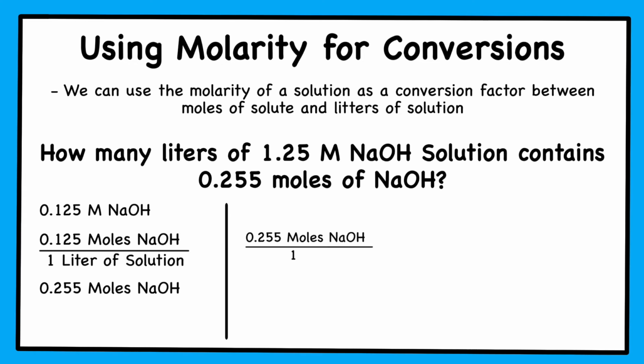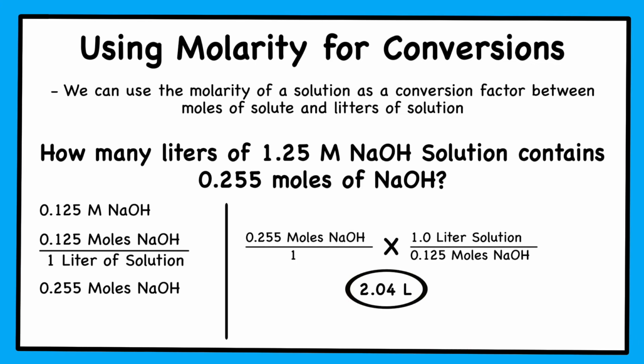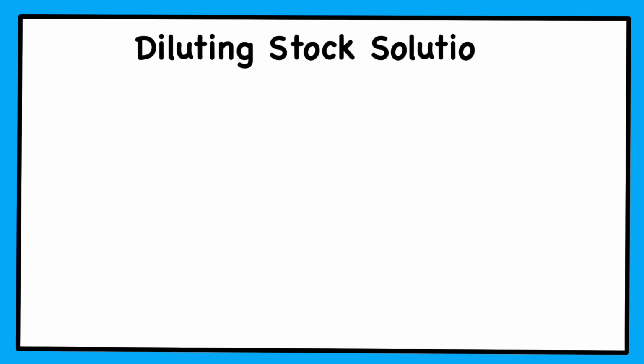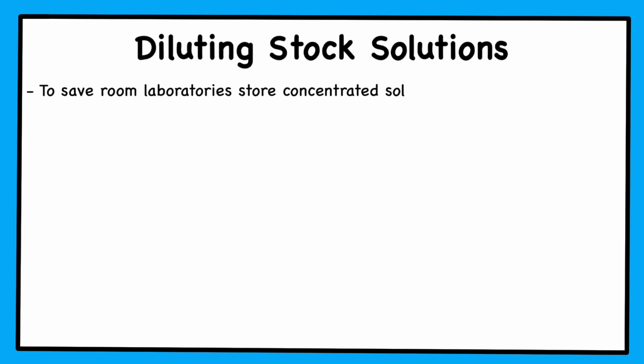So I would put my moles of sodium hydroxide over 1, so 0.255 moles of sodium hydroxide over 1. Then I would multiply it by my molarity relationship, so that it would cancel out my moles. This means I'm going to have to reverse my relationship for molarity to read 1 liter of solution over 0.125 moles of sodium hydroxide. Now, my moles can cancel out, and we can simply multiply and divide to get an answer of 2.04 liters.